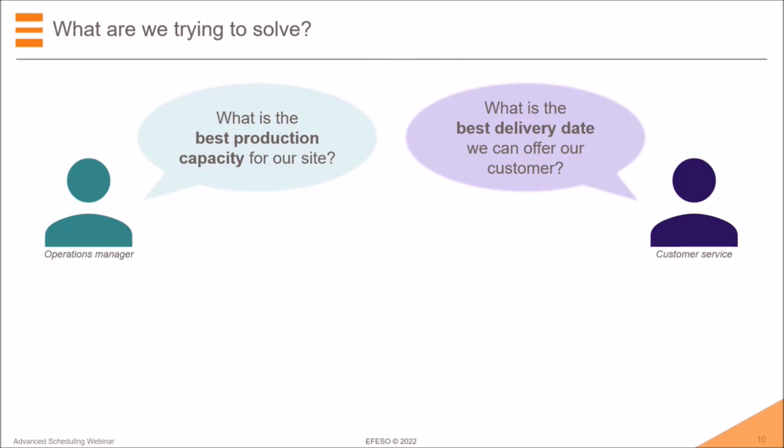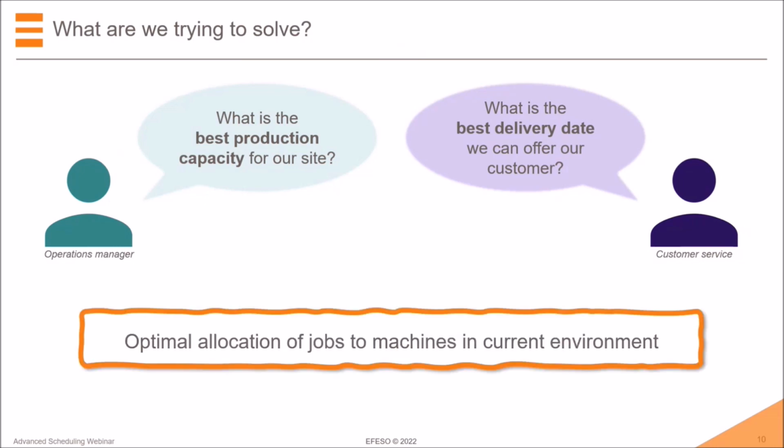But we can also have a customer service officer asking, okay, what's now the best delivery date we can offer for our customer? So what we're trying to do is really finding the best allocation of jobs of our production to the machines in the current environment. And of course, in the past year or years, there's been a lot of disruptions in the market, a lot of uncertainties, which are blocking our ways to finding an optimum schedule.